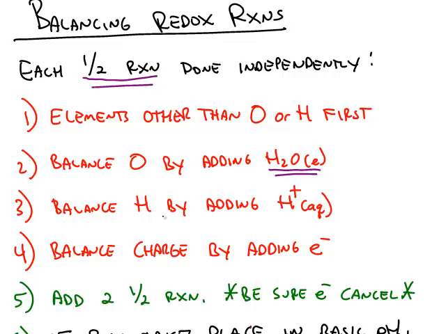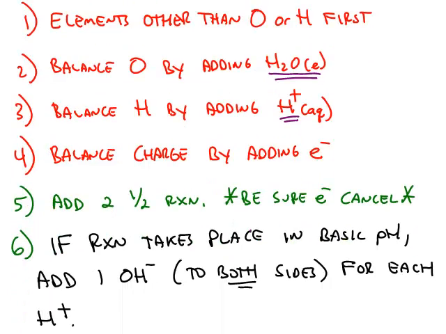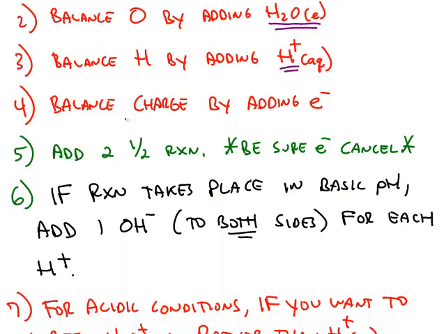We're going to balance hydrogen by adding H+. Remember, H+ was the same thing as hydronium. Hydronium is present in every aqueous solution, which is why we can add H+ when we need to. Step 4, we want to balance the overall charge of our half reaction, and we do that by adding electrons to the side where we need them. Step 5, add together the two half reactions, making the number of electrons lost equal the number of electrons gained, so that the electrons have to cancel.